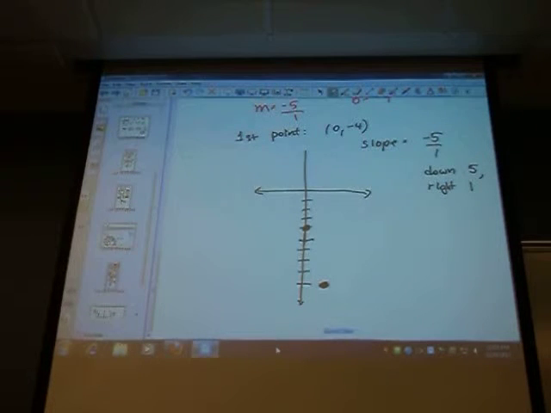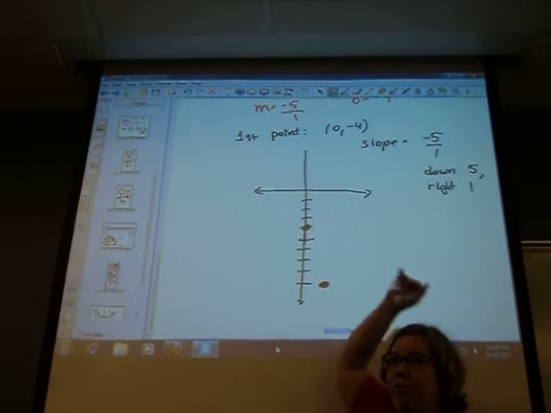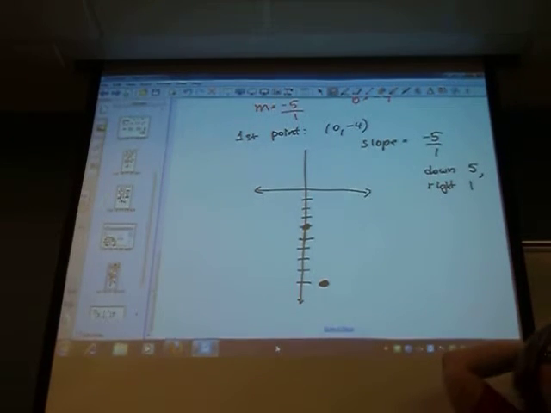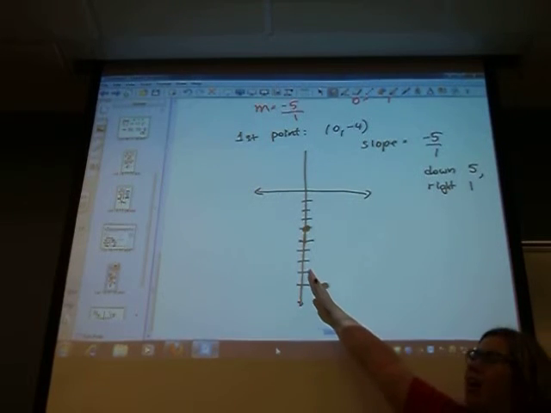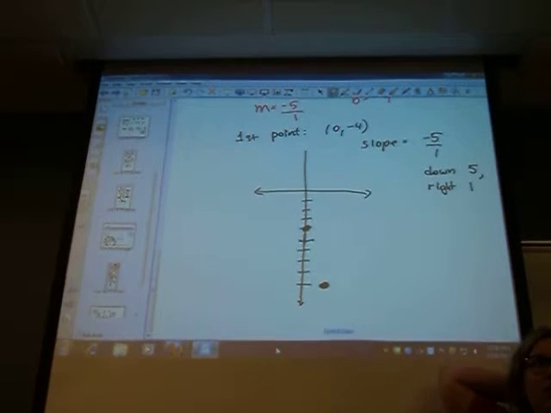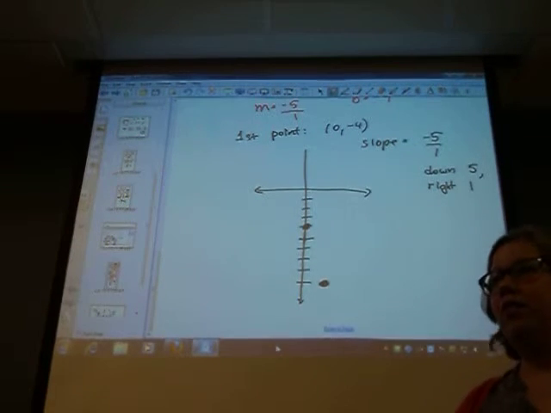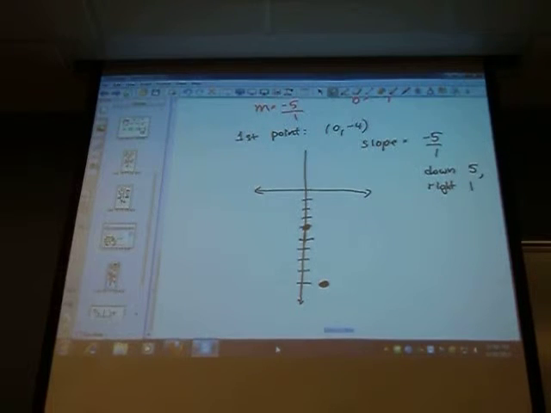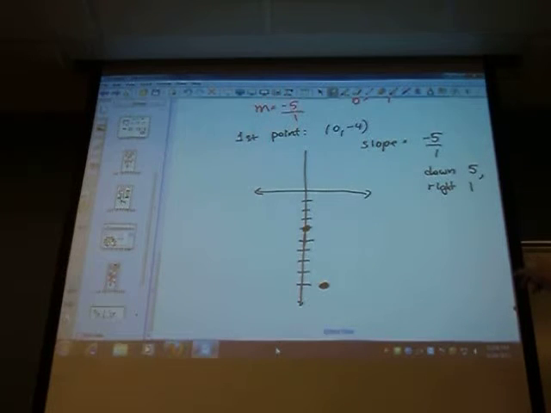Now, did you guys hear what I said to Kim? Kim said, what if I can't go down 5 because my graph doesn't go far enough? Did anybody run into that? She said, I can't go down 5 because my graph doesn't go far enough down. What would you do in that case? You can't change the picture. So the graph they give you is the graph you have to work with. You have to reverse both directions. So if I can't go down 5, right 1, then I would have to go up 5, left 1. Reversing both directions gives you the same effect. It'll be on the same line.